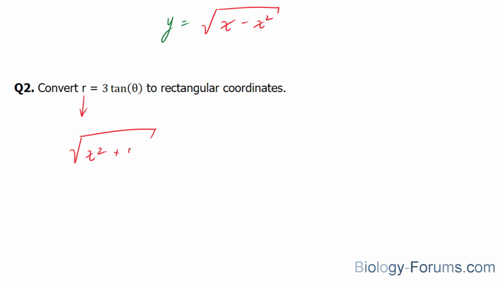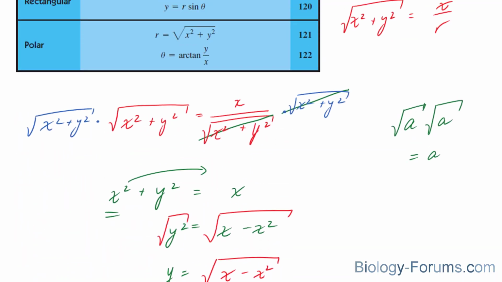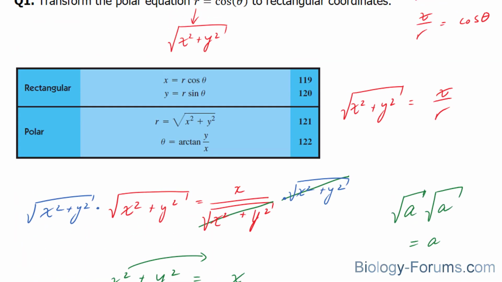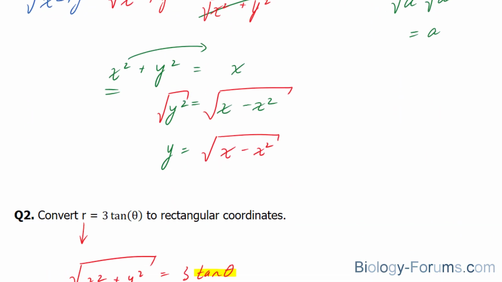X squared plus y squared is equal to 3 tangent theta. This part right here is problematic because it's in terms of theta and it needs to be in terms of x and y. So what we can do is use the following formula and rearrange it for tangent theta. Let me show you what I mean.